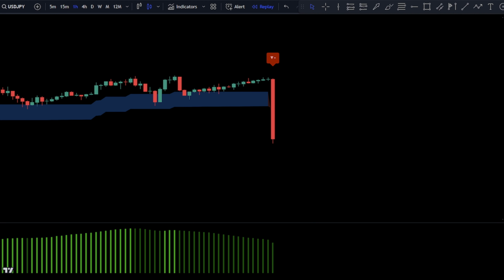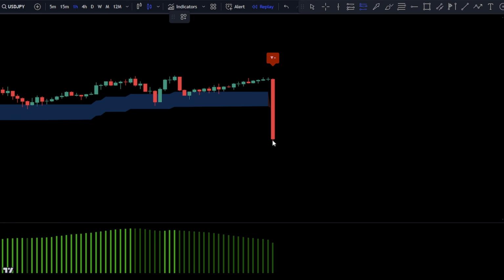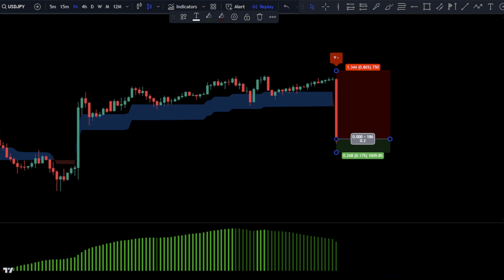Now, before we get into the backtesting results, let's go through an invalid sell trade to highlight the importance of following all the conditions for a valid trade entry. In this example, we see a sell signal, which means our first condition is met. The NeoCloud is also red, fulfilling our second condition. However, when we check the squeeze index, we can see it is green. This means our third condition is not satisfied, so we skip this trading signal.